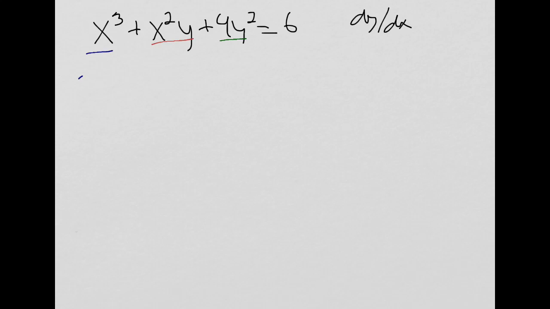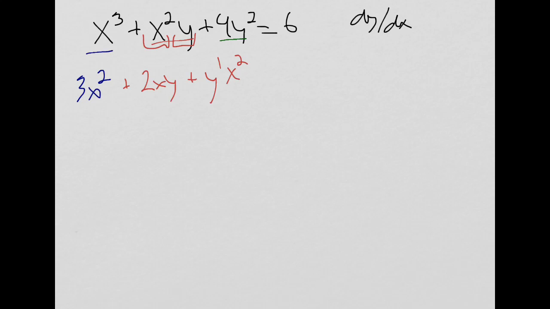So, first term's derivative is 3x squared. Next term's derivative is product rule, so it's first function, second function. So it's plus derivative of the first, which is 2x, times the second, which is y, plus the derivative of the second, which is y prime, times the first, which is x squared.